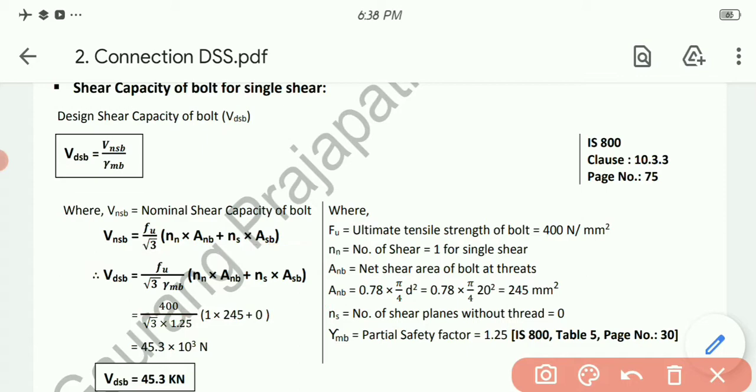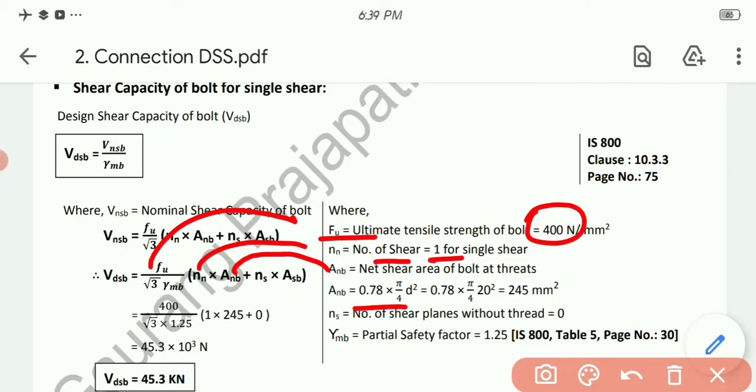Talking about the unknowns, first of all FU, that is the ultimate tensile strength of the bolt, that is 400 Newton per mm square. We have already calculated it earlier. Talking about nn, the number of shear planes, we are doing this calculation for single shear, so nn equals 1. Then Anb, that is the net shear area of the bolt, 0.78 pi by 4 d square. The diameter is 20, so 0.78 pi by 4 times 20 square, we got the area 245 mm square. Then ns, the number of shear planes without the thread, is always assumed as 0, and Asb we don't need to calculate because the ns value is 0.